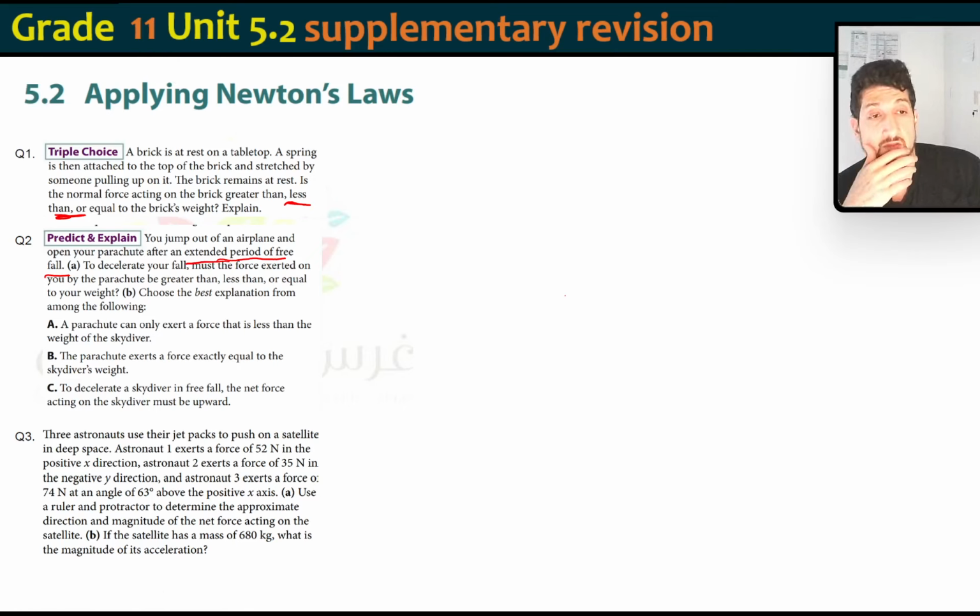Another way to put it is, when you jump out of a plane and you open your parachute, the force exerted on you by the parachute, that means the force that the parachute is holding, has to be greater than your weight. So it creates air resistance, which pushes against gravity, which slows your fall down. Okay.